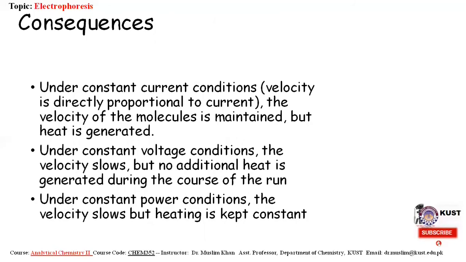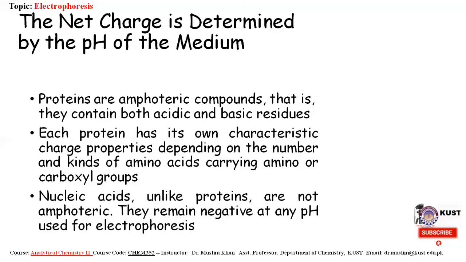So, the consequences: under constant current condition, velocity is directly proportional to current. The velocity of the molecule is maintained, but heat is generated. Under constant voltage condition, the velocity slows, but no additional heat is generated during the course of the run. Under constant power condition, the velocity slows, but heating is kept constant.